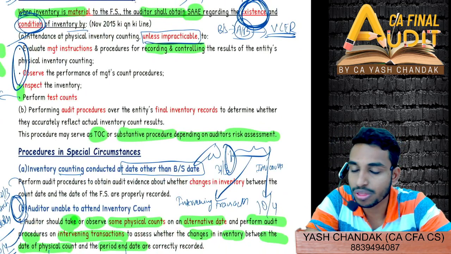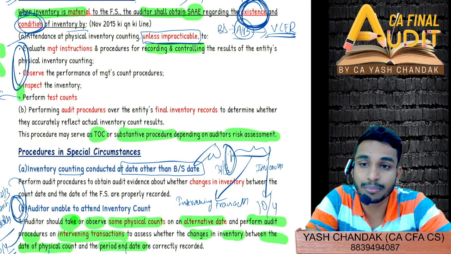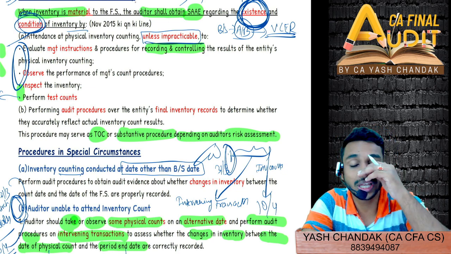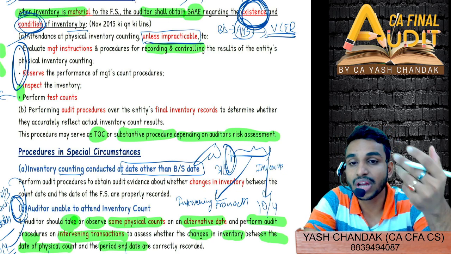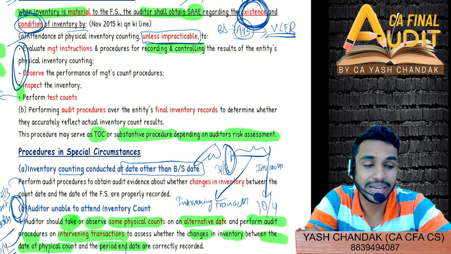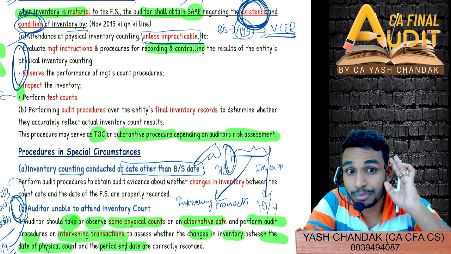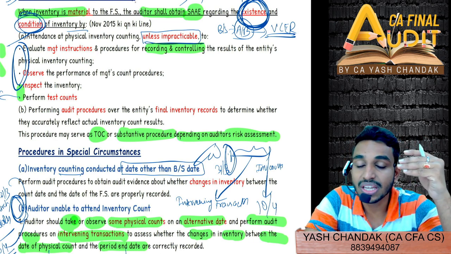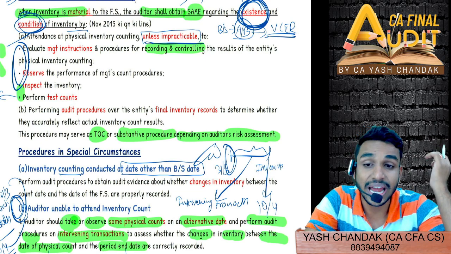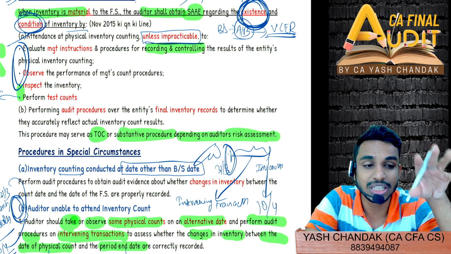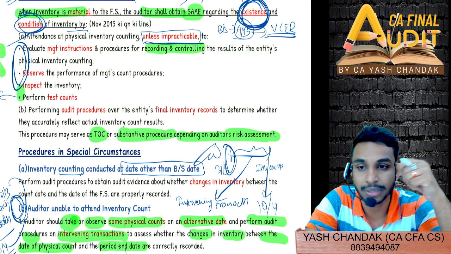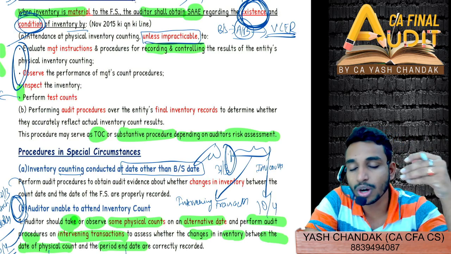Audit procedure with respect to inventory, if you remember: we have to first try to attend the inventory counting whenever possible, unless it is impracticable. After attending, we have to evaluate the management instruction, how they are instructing the staff to record and to control the entity's inventory counting. Similarly, we have to observe. These two are things we are not doing; rather the client is doing. We are just evaluating management instruction and just observing. The main work is done by the management.